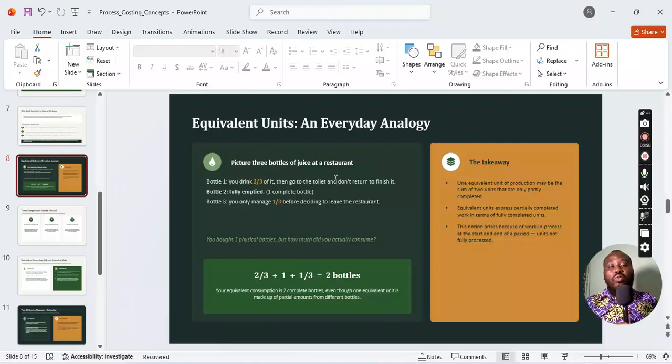For bottle two, fully emptied, it means we have completely consumed one bottle. But for the first bottle, we still have one third that we have not consumed, meaning we have only consumed two-thirds of that juice. For bottle three, we only managed to consume one third before deciding to leave the restaurant, so we left two thirds of it unconsumed.